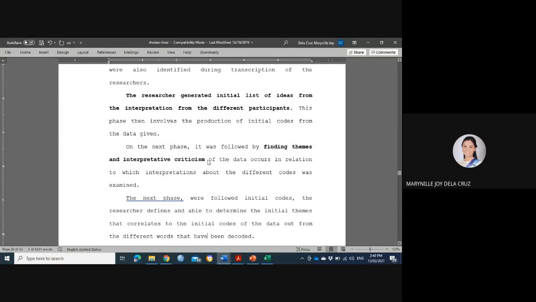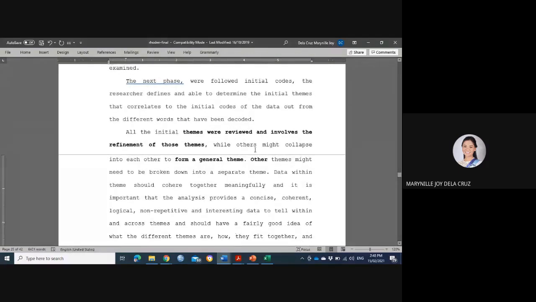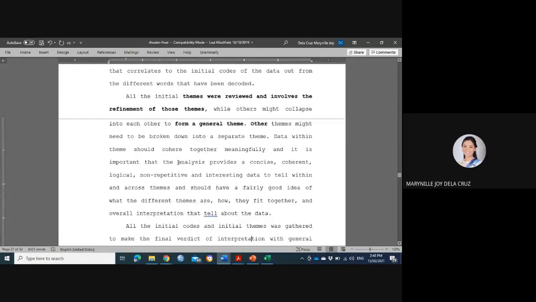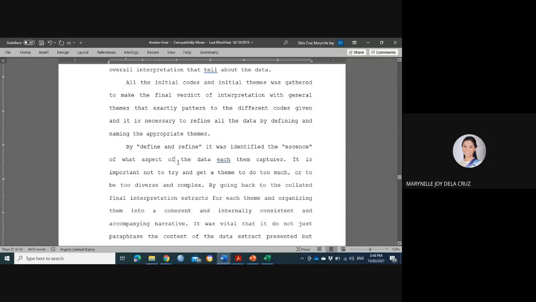As you can see, you write the initial codes, you decode them, and then refine them properly and write your general theme. So you're able to come up with a good thematic analysis, medyo detalyado. But in your case, you can write it in a summary form. Enough, you know.